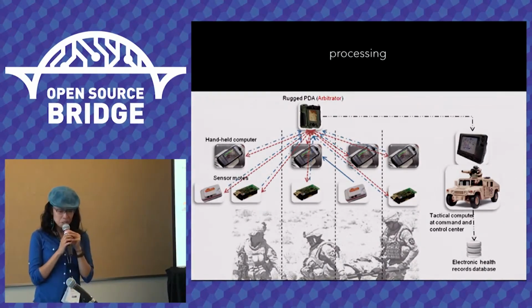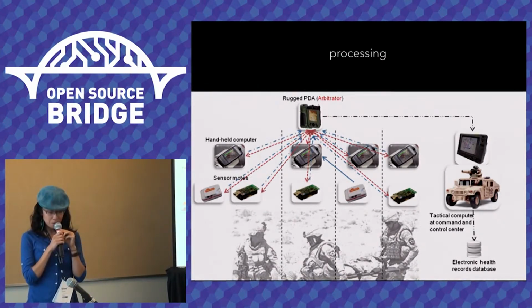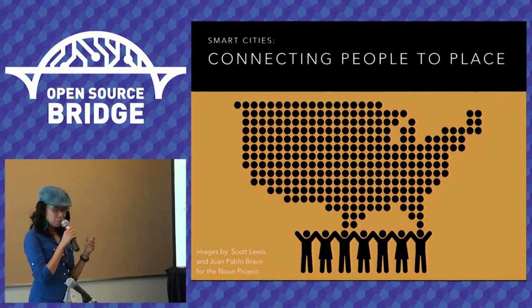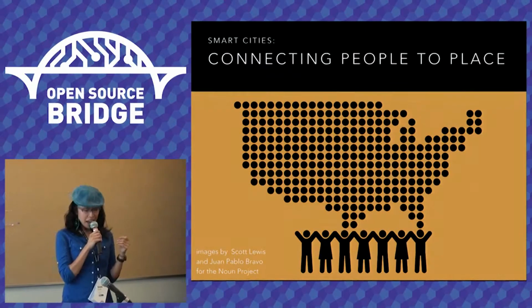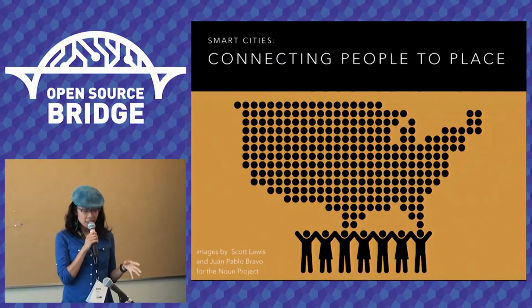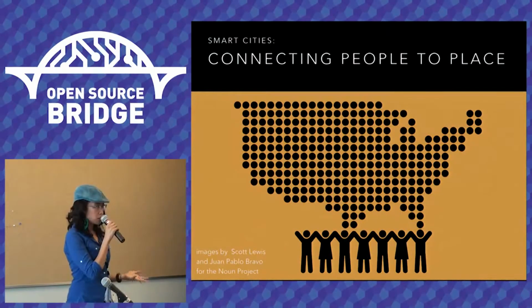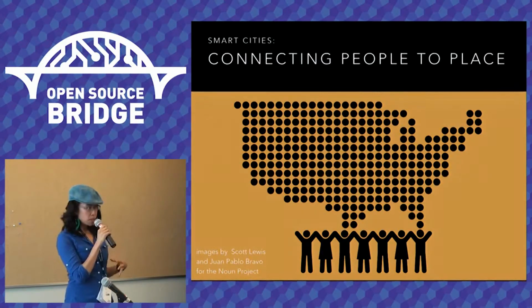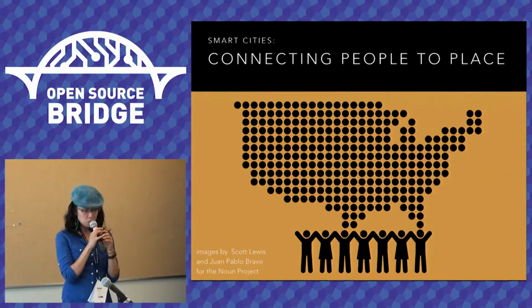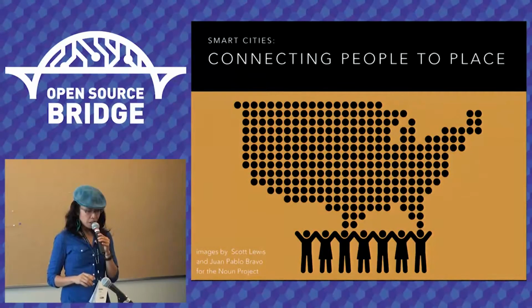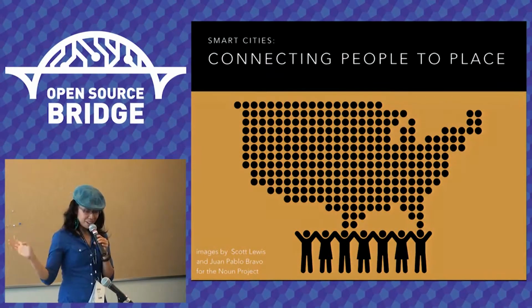This is an image of a military system for monitoring vital signs of soldiers. I thought that was very interesting in that processing is taking place everywhere, because this is a very life and death situation. There's pretty heavy duty processing on the individual, but then there's also processing on the tank, on the car, a mobile command center, et cetera, et cetera.